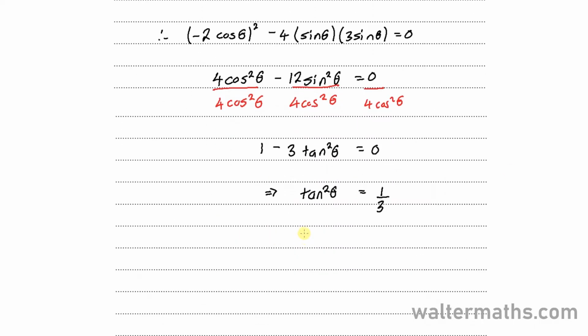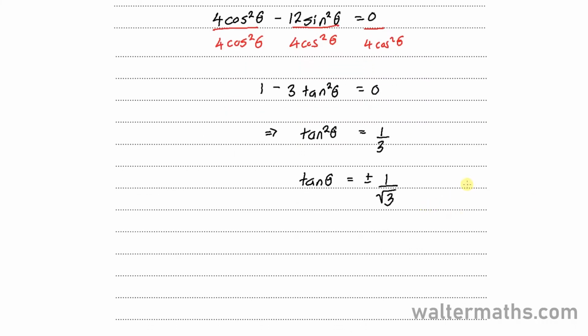And we can say that tan theta is equal to plus or minus 1 over root 3. Now, since according to the question, theta ranges between 0 and pi, the two possible values that theta will take should be 30 degrees and 150 degrees, which we can write in radian form as pi over 6 and 5 pi over 6. So these are the two answers as required. And that's how we do it.